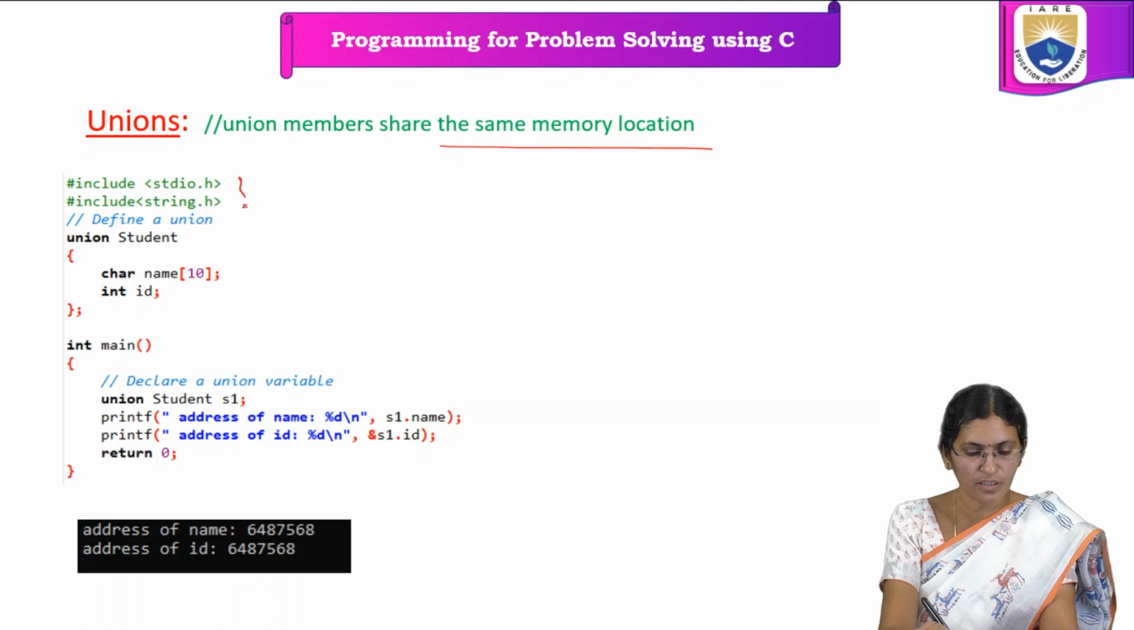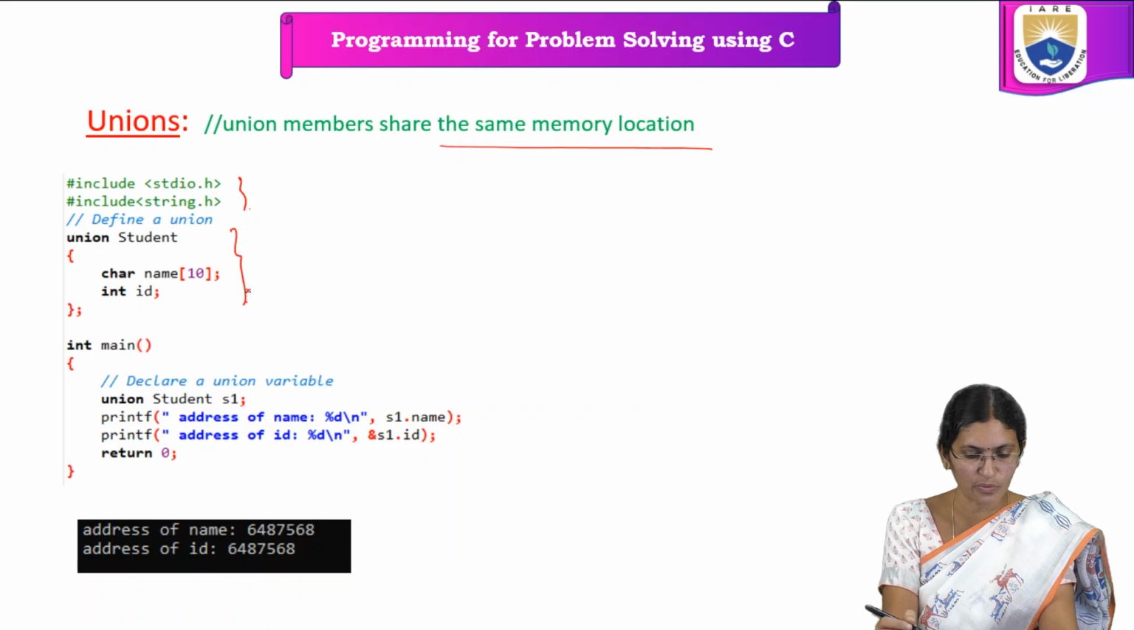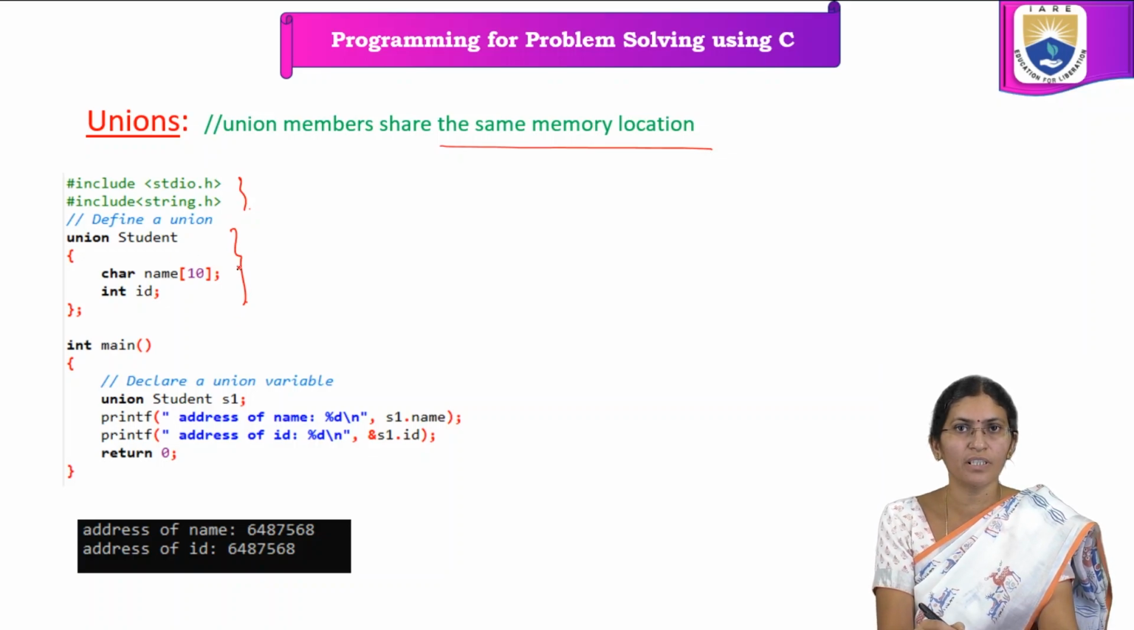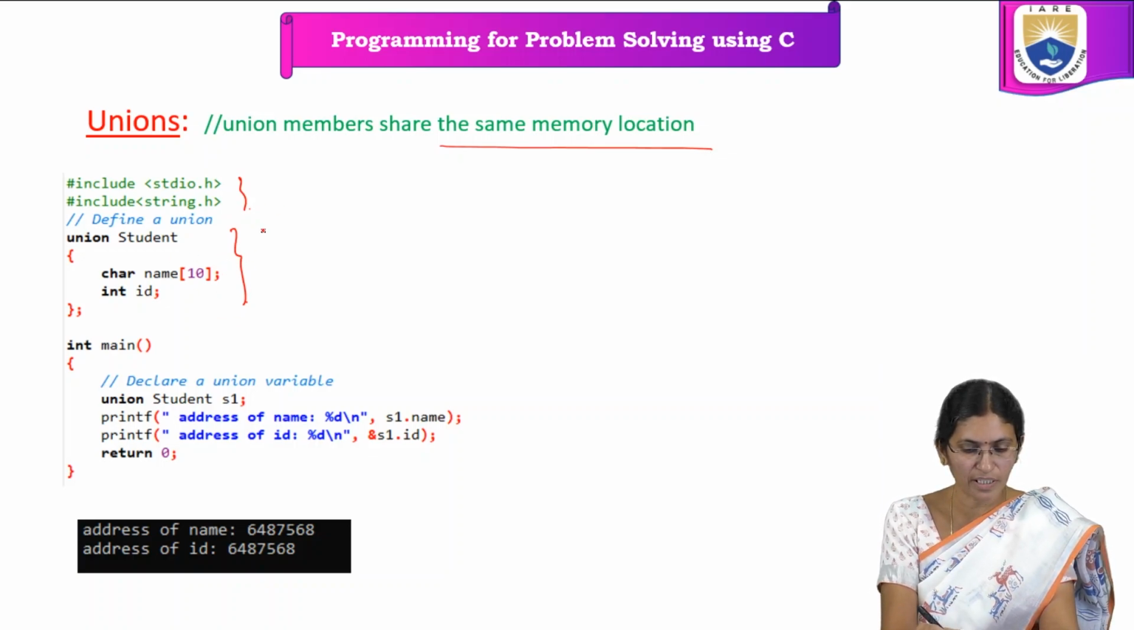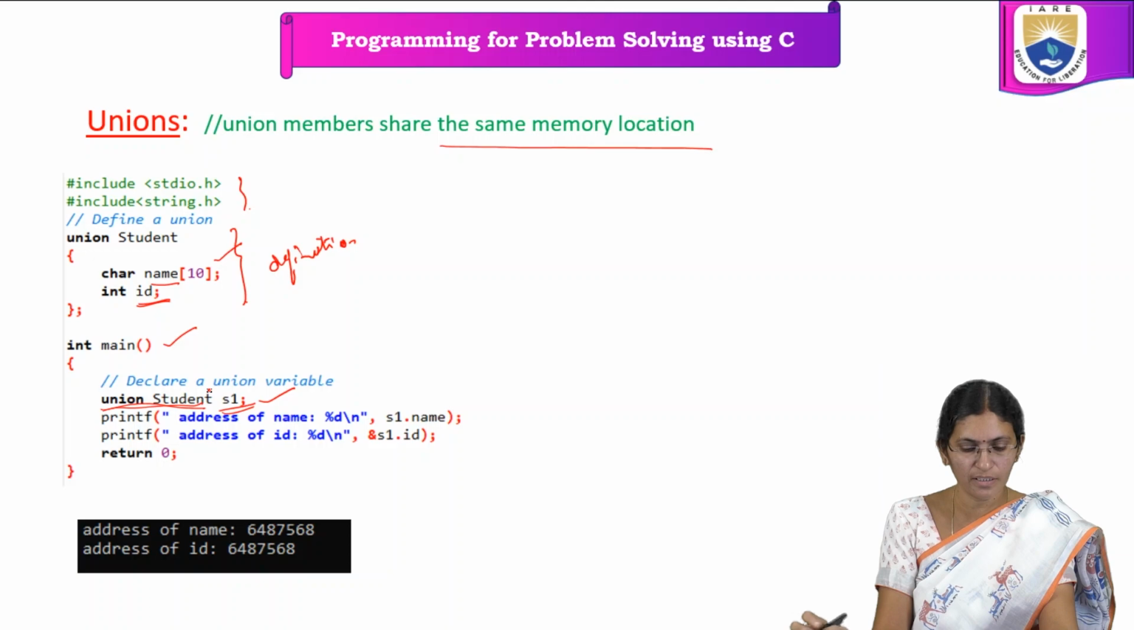These are the two header files which are included here. This is the definition of a union. In the union definition, we have defined two variables, name and ID. Name is an array of characters, and ID is an integer variable. Then in the main function, we are declaring a variable of type union student. S1 is a variable which belongs to the type union student. So address of name.